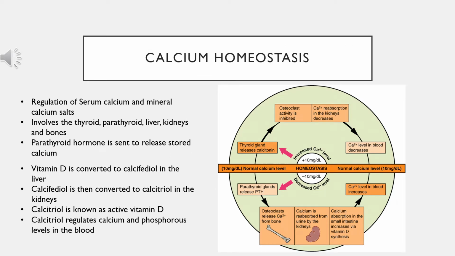Calcium homeostasis is a balance and regulation between serum calcium in the blood and mineral calcium in the bones. This homeostatic process involves the thyroid, parathyroid, liver, kidneys, and bones. 99% of calcium is stored within the bones, and when serum calcium in the blood begins to drop, parathyroid hormone is sent to release stored calcium into the blood. In the liver, vitamin D is converted into calciferol, which is then converted into calcitriol, also known as active vitamin D. In the kidneys, this active vitamin D regulates the calcium and phosphorus levels in the blood, ensuring a healthy skeletal system.